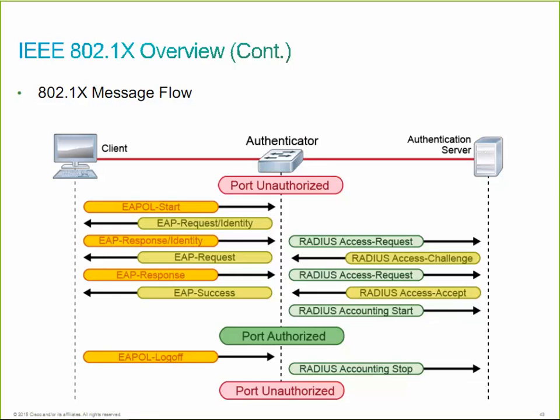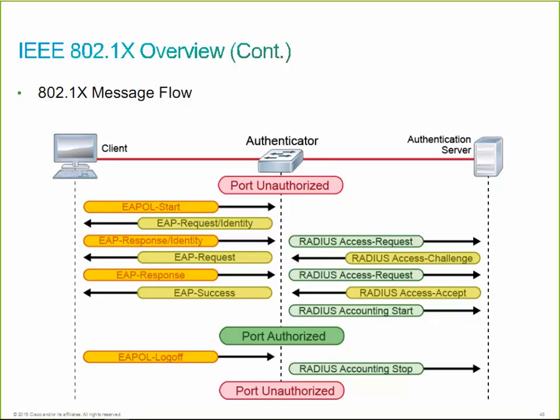What happens then is that the authenticator, the switch, sends this EAP message, an EAP request, or what we call an identity frame, to the client to request the client's identity, right? Username, certificate, whatever it might be. Once the supplicant receives that frame, it responds with a response identity frame. Both of them are identity frames. One just happens to be a request, one just happens to be a response.